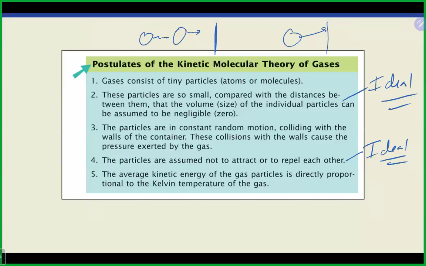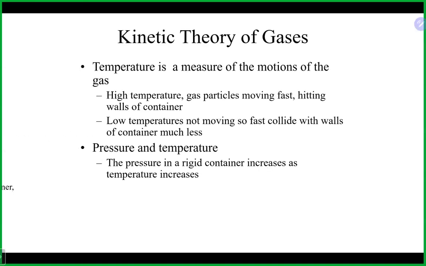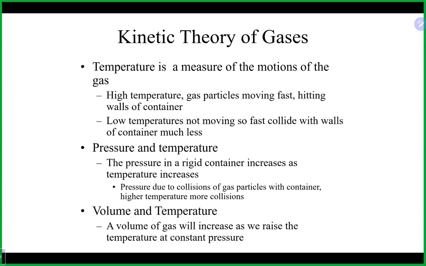Lastly here, the kinetic energy of gases is directly proportional to the Kelvin temperature. Typically, if the temperature increases, we see the gas molecules moving faster. And if the temperature decreases, they will slow down. So some of the relationships that we talked about in this chapter: temperature is the measure of motion of the gas. Higher temperatures, they're going to be moving faster. We would expect more collisions happening, and that should definitely affect the pressure. At lower temperatures, they will be moving around slower and will have fewer collisions occurring.